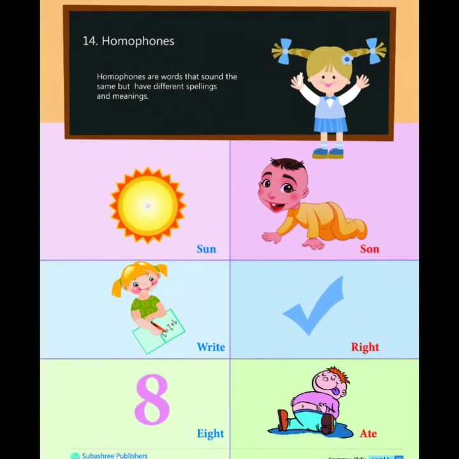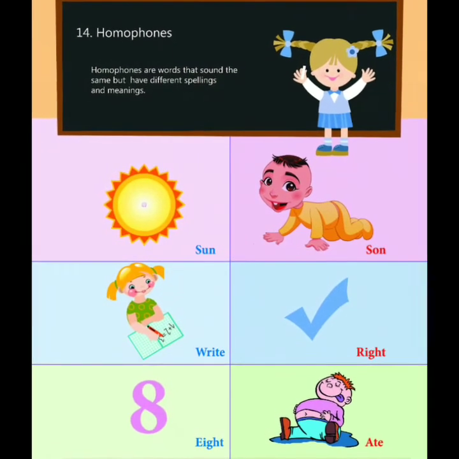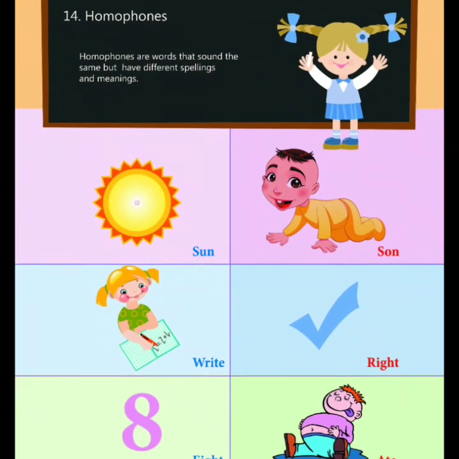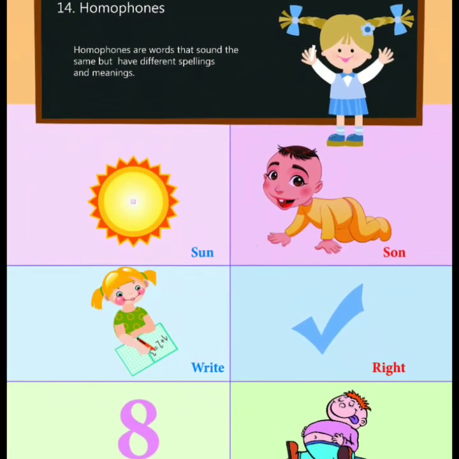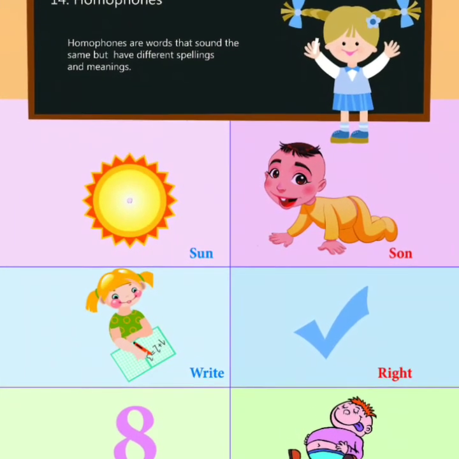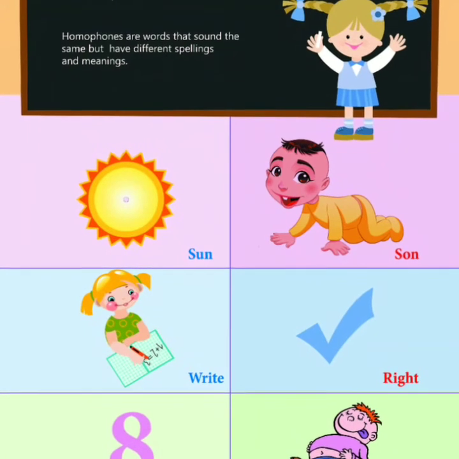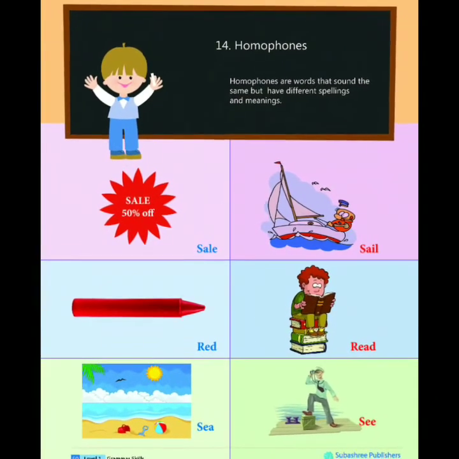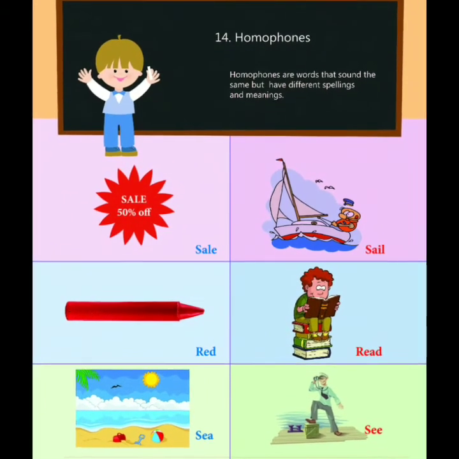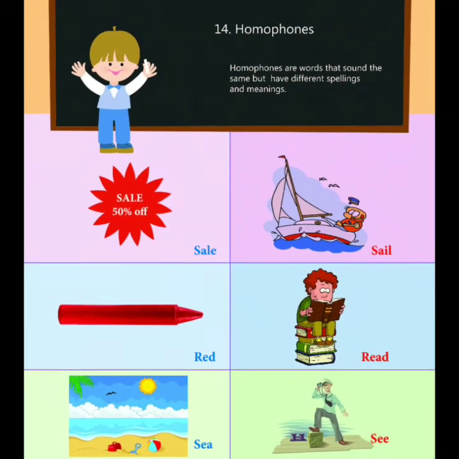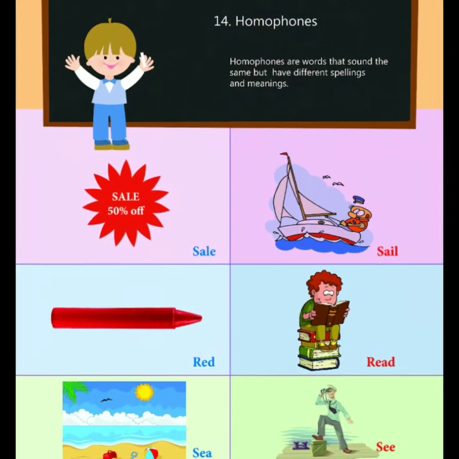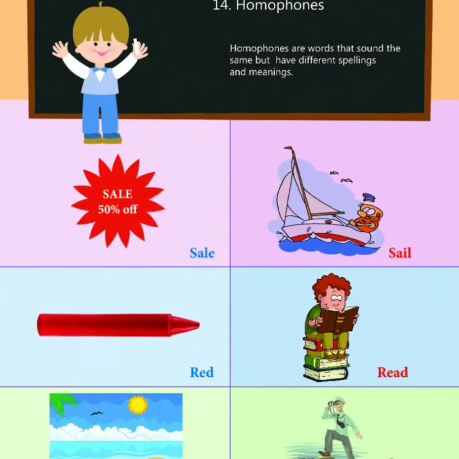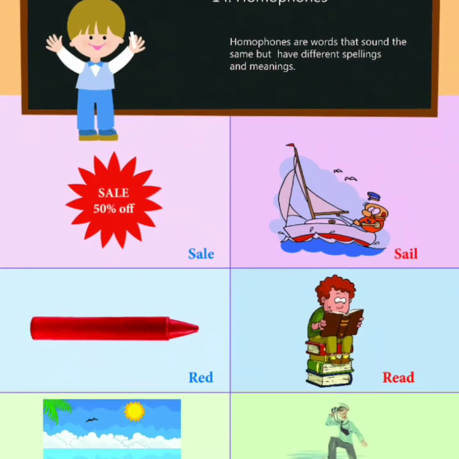Let's learn what homophones are. Homophones are words that sound the same but have different spellings and meanings. Let's see some of the examples: sun and son, right and write, eight and ate, sail and sale, red and read, sea and see. The spellings are different, but they sound the same. Hence they are called homophones.